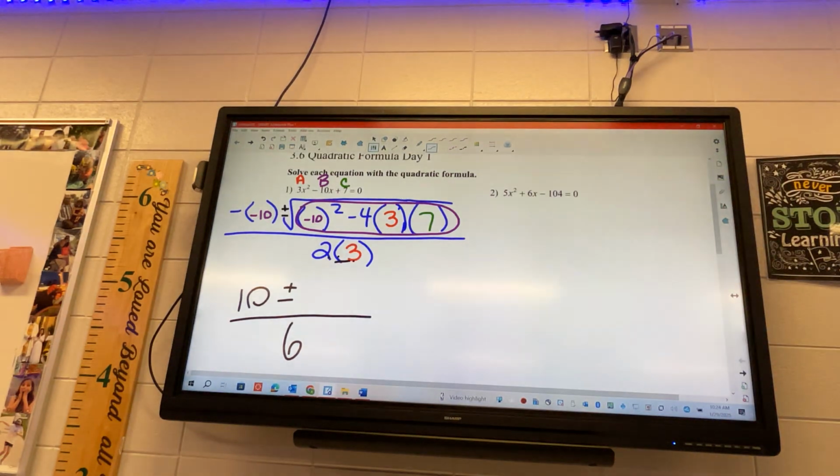Do it on your calculator. Parenthesis, negative 10, close parenthesis, squared, minus 4, parenthesis, 3, parenthesis, 7. Close it, or equals.